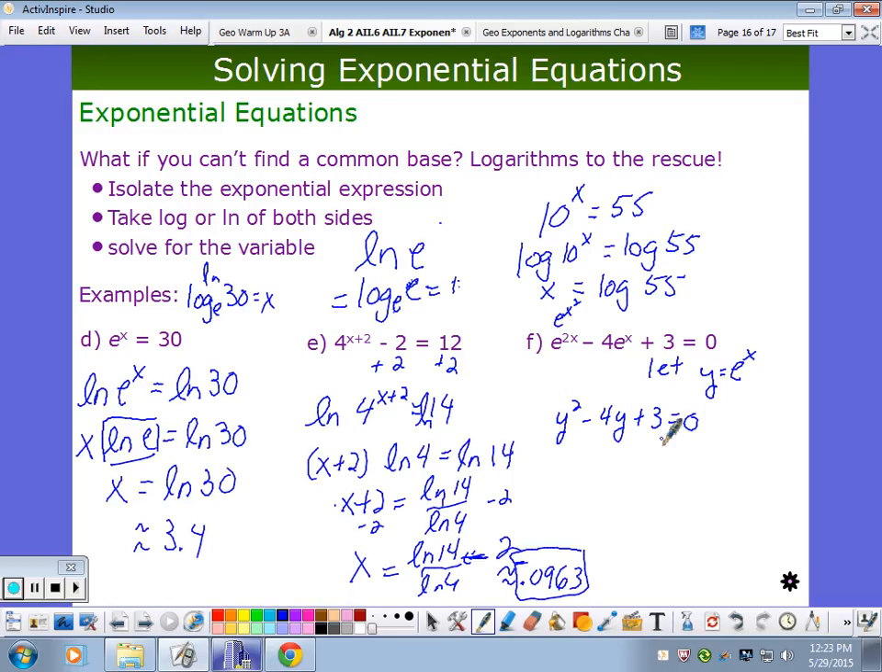Does this part make sense at all? Okay. Can you solve this by subtracting 3 and dividing by 4? How do you solve a quadratic? Let's factor it. You can factor it, right? So that's a y and that's a y. Two numbers multiply to 3, add to negative 4: minus 3, minus 1. So that means that y equals 3, or y equals 1, right?